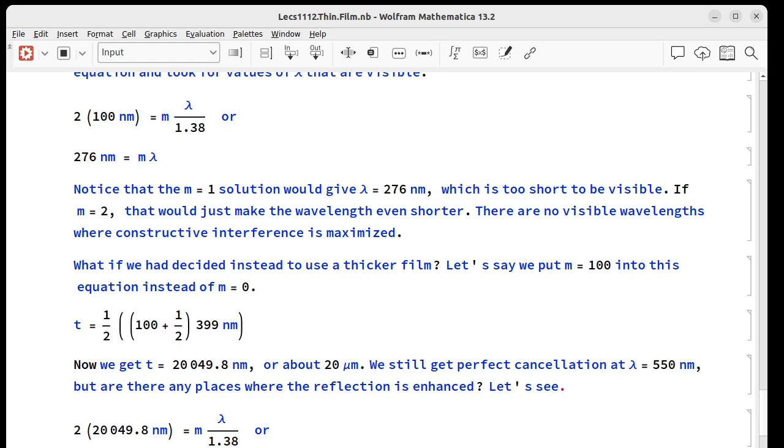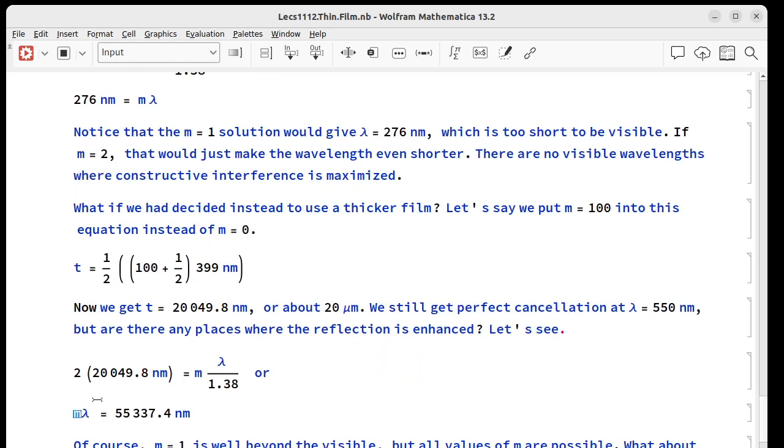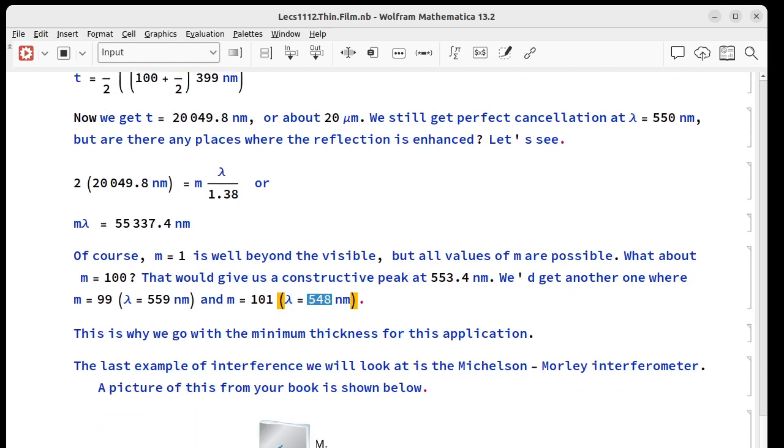But all values of m are allowed. So what if we put in m of 100 here? Now it tells us we'll have constructive interference at 553 nanometers. If we put in m equals 99, it'll be 559, one at 548. So basically, with this very thick layer, we'd be getting bright, dark, bright, dark, bright, dark all through the rainbow. That's the reason we do minimum thickness for these things.